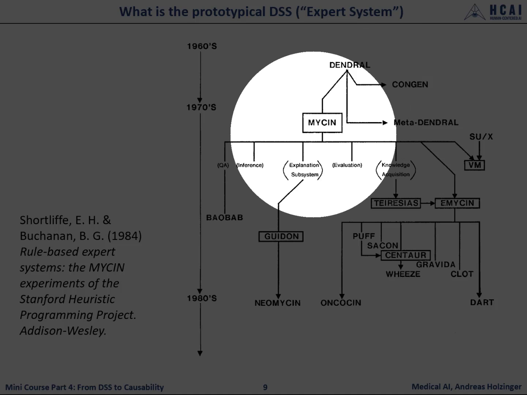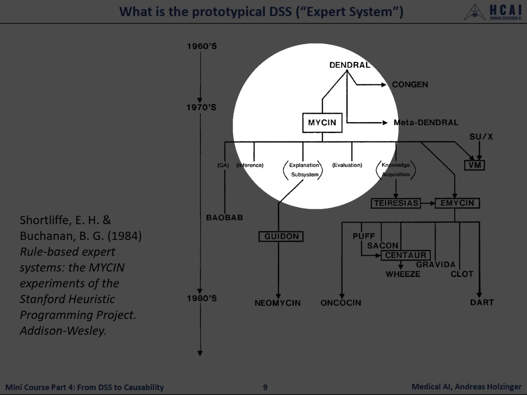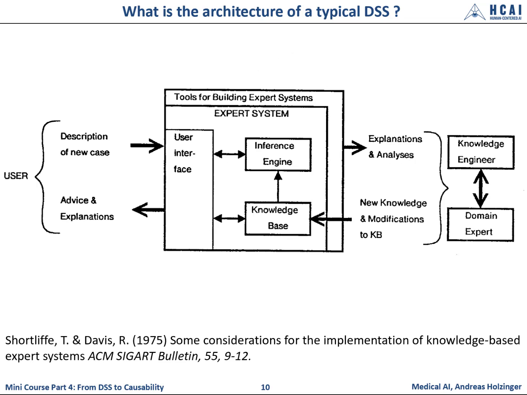And Mycin was the next system. So Mycin is the first really available prototype of an expert system. We will spend some time on discussing Mycin later on. Okay, so what is the architecture of such a typical decision support system?